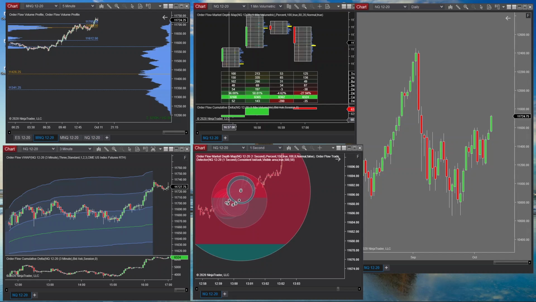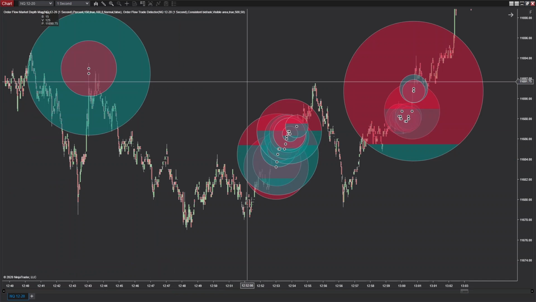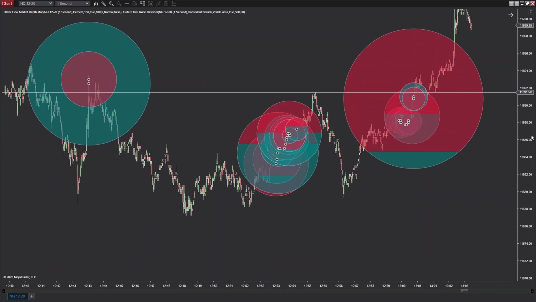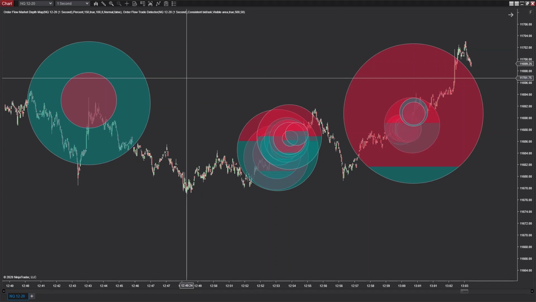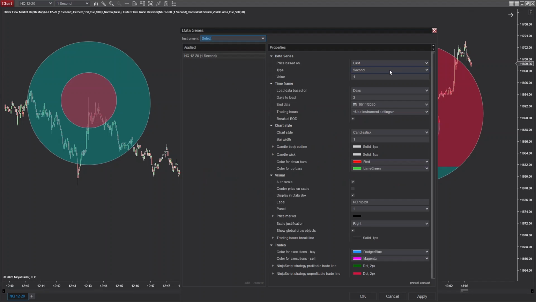But otherwise, let me jump into the first question DB had, which was setting up the trade detector chart. So I have an NQ chart set to a 1 second time frame. Just open up a new chart, go to your data series, or you can do it from the drop down, and select price based on last, which should be the default, second chart, and then 1. I just have 3 days loaded, but you can load 3 days, 5 days.